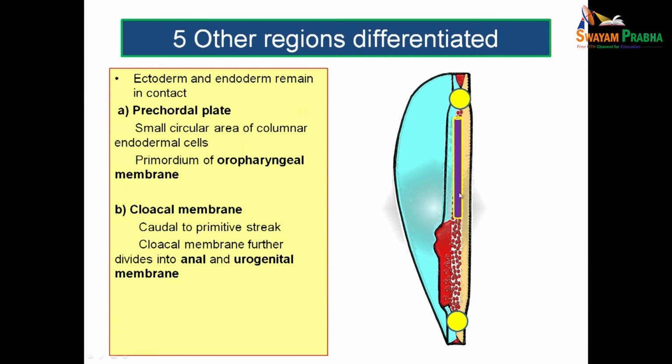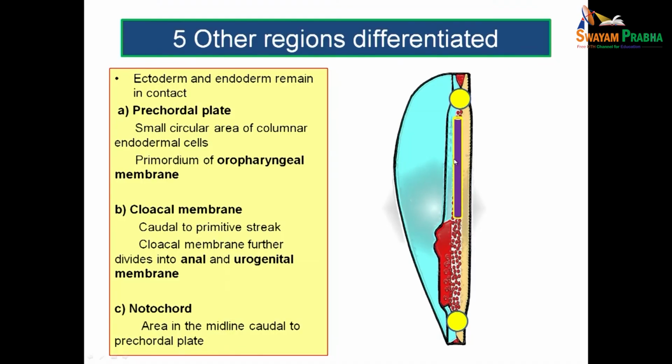Now, similar to the cranial region, at the caudal region you have a region known as the cloacal membrane. This is the primitive streak, and the cloacal membrane lies caudal to it. The cloacal membrane is further divided into the anal membrane and the urogenital membrane by the urorectal septum. The urorectal septum was the septum dividing the cloaca into the primitive urogenital sinus and the primitive rectum. We just discussed it. The urorectal septum will come down and reach the cloacal membrane, where it splits it into the anal membrane and urogenital membrane.